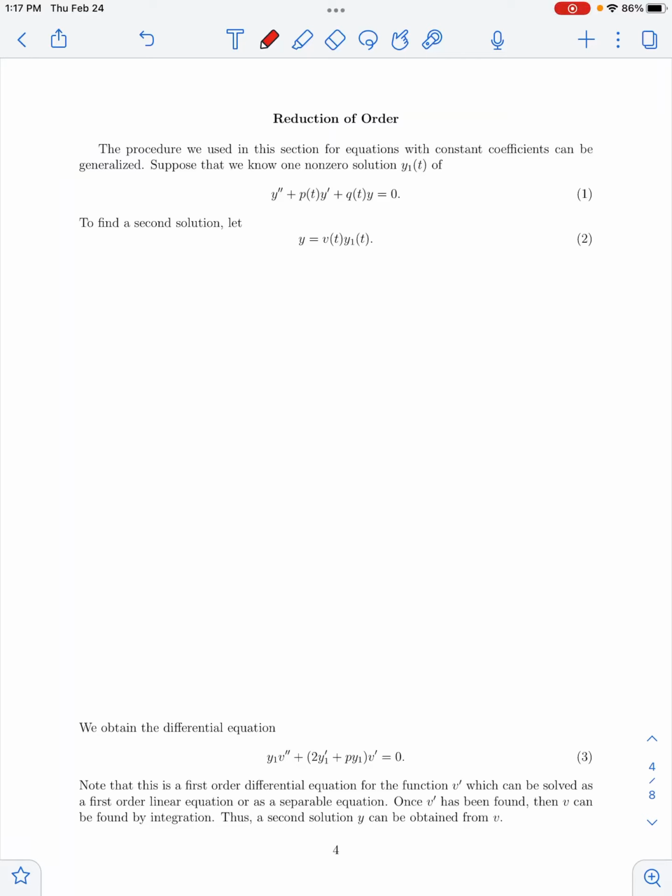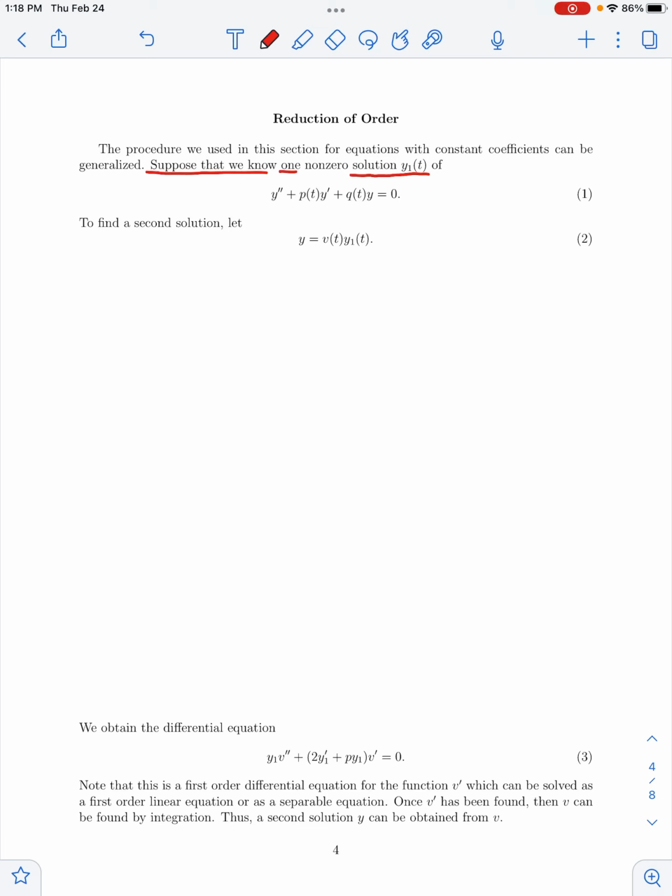Okay, in this lecture, we're going to discuss the method of reduction of order, which is a useful method for constructing a fundamental set of solutions for some second-order linear homogeneous differential equation if we know or have found one of its solutions. So let's consider the following. Suppose that we know or we have found one non-zero solution, let's call it y1 of t, of the second order linear homogeneous differential equation shown here. And we want to find the general solution.